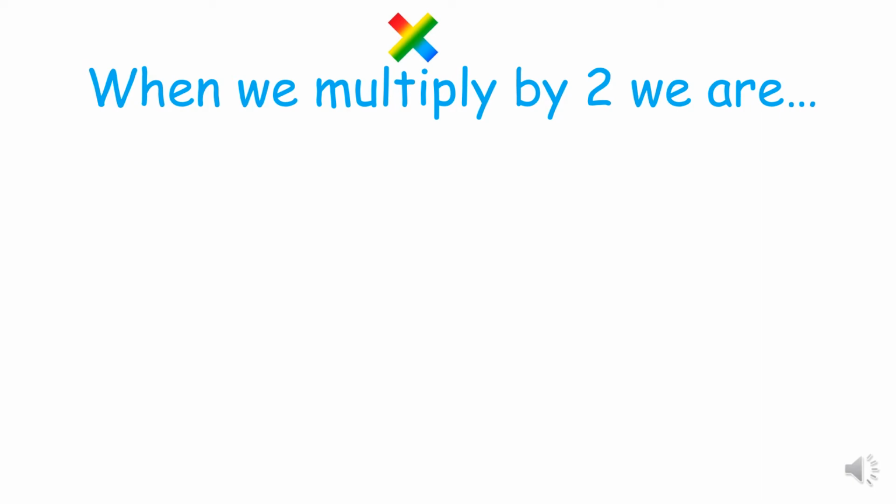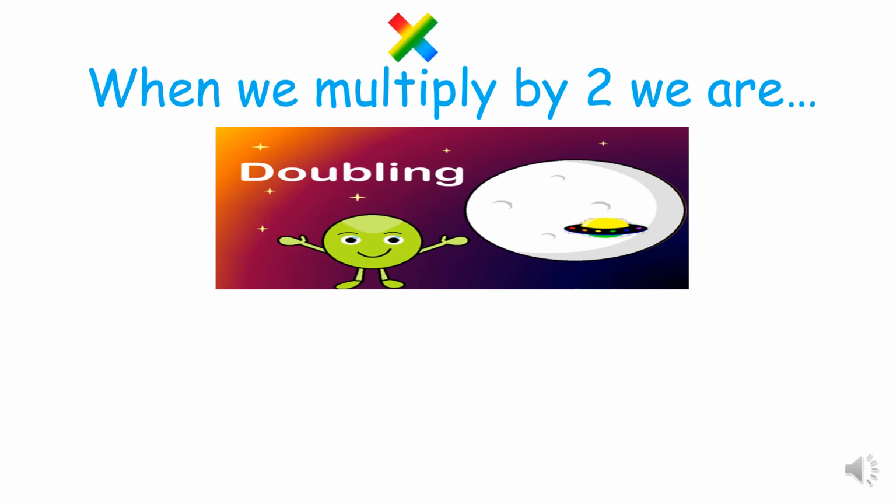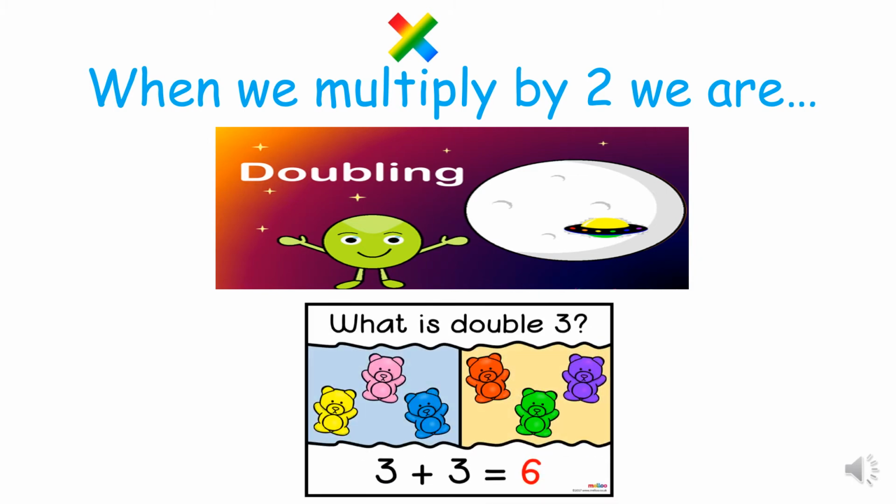Now, I know we're learning about division today, but it's helpful to know that when we multiply by 2, we're doing something really special. We're doing another special maths trick. Can you remember what that maths trick is when we are multiplying by 2, when we are timesing by 2? We are doubling. So when we multiply any number by 2, we're just doubling it. So double 3 is 6. That means we're timesing 3 by 2.